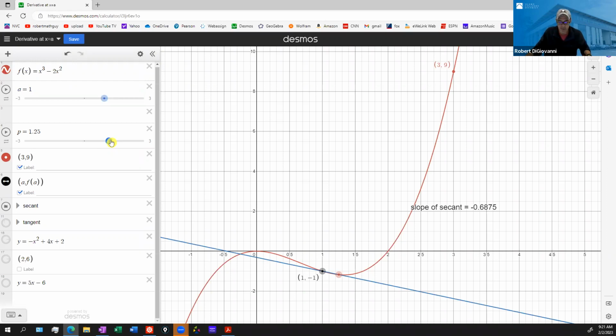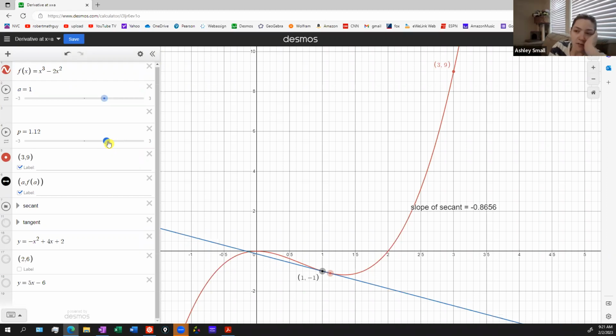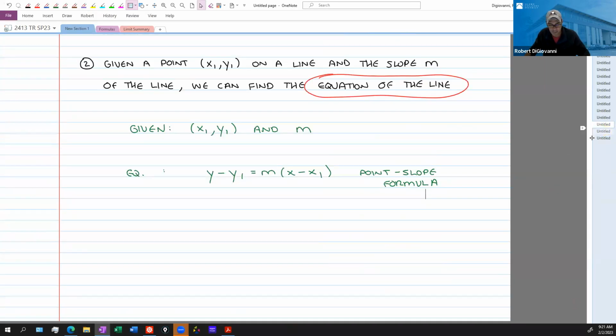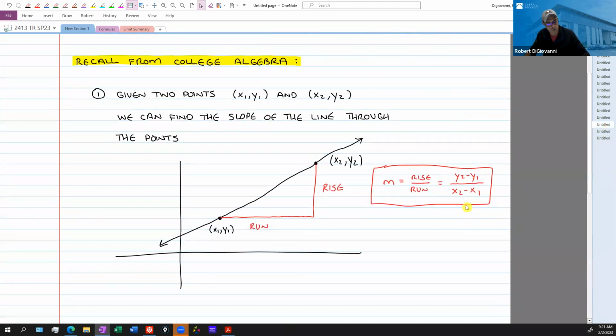And then I keep moving, and can anybody tell me what's going to happen when those 2 points land on top of each other? Any ideas? Any guesses? There's going to be no slope. I'm sorry? There's going to be no slope because it's just that point. Yeah, so when you drag the 2 points on top of each other, think about that formula. Think about the formula that we had for slope, right here.